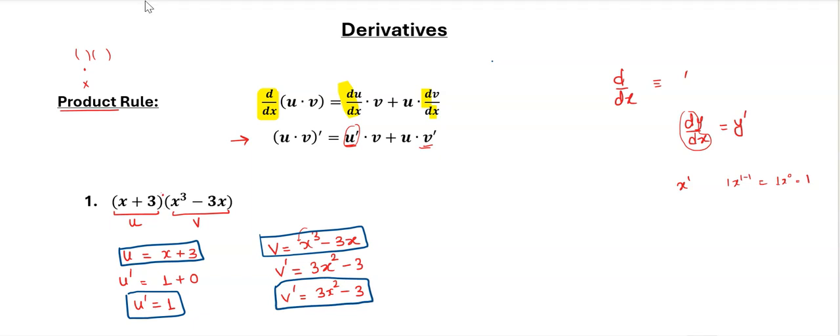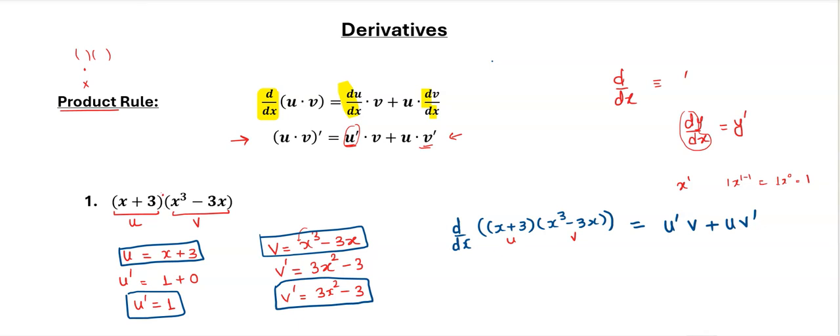Okay. So when you have to find d by dx of your question, (x plus 3)(x cube minus 3x), what does the rule say? If this term is u and this term is v, use this rule: u dash v plus u v dash. Now, what is the value of u? u is this, u dash is this, v is this, v dash is this.